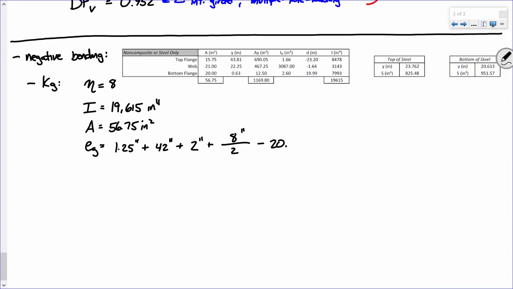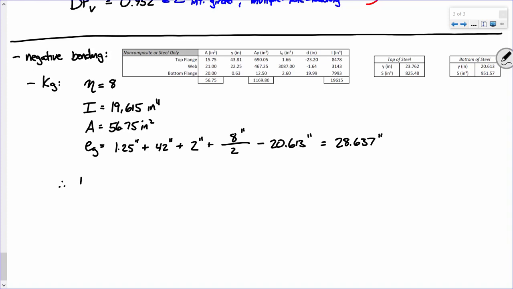Minus the centroid, which I propose is 20.613 inches. And how am I getting that? That comes from right here, that bottom of steel, from the bottom of the section to the centroid, or from the centroid to the bottom, either way you want to look at it, that's 20.613. If you want, we can just take that divided by that, however you want to do it. Plug and chug, what does that give you? Say it again. 28.637 inches.